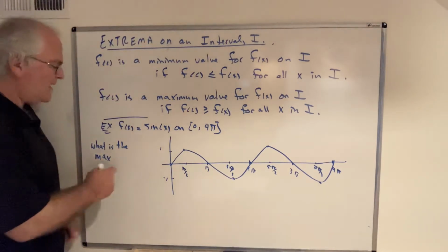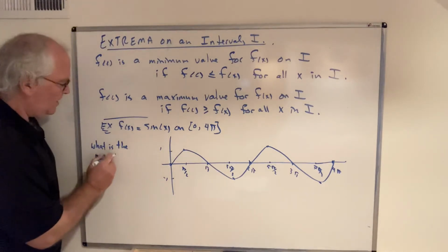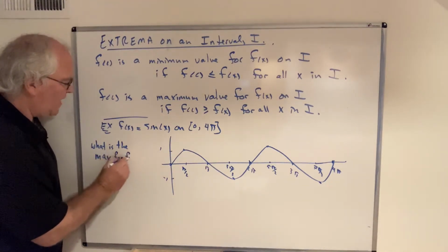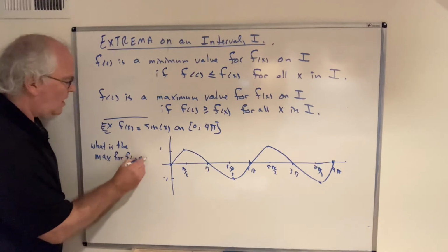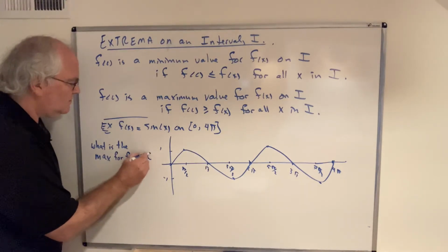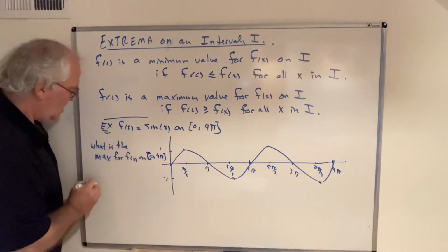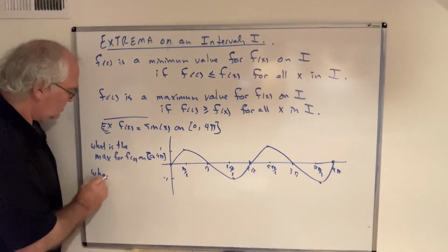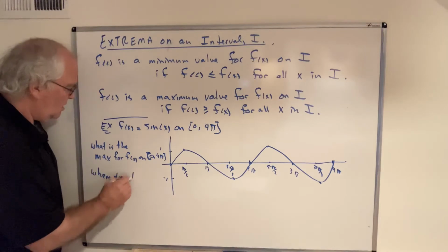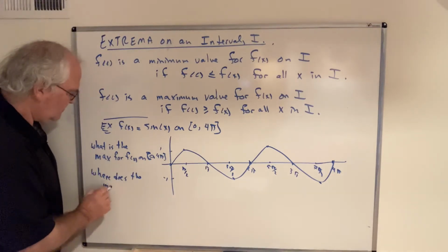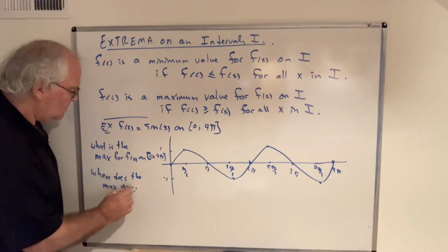So what is the maximum value for f(x) on this interval 0 to 4 pi? And then where does the max occur?